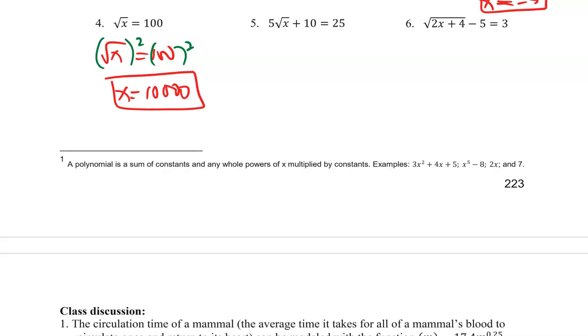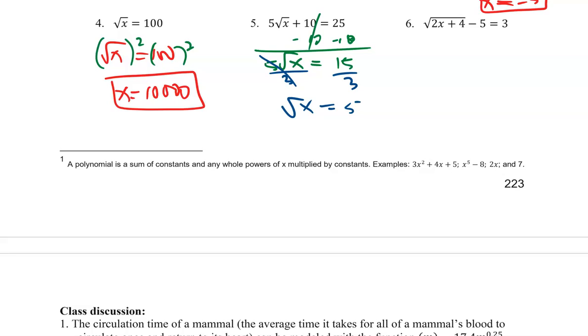Number 5, 3 square root of x plus 10 is equal to 25. First we subtract 10 from both sides. So 3 square root of x is equal to 25 minus 10, which is 15. Then divide both sides by 3. Square root of x is equal to 15 divided by 3, which is 5. And just like what we did for number 4, to get rid of the square root, we square both sides. So this is x equals 5 squared, which is 25.